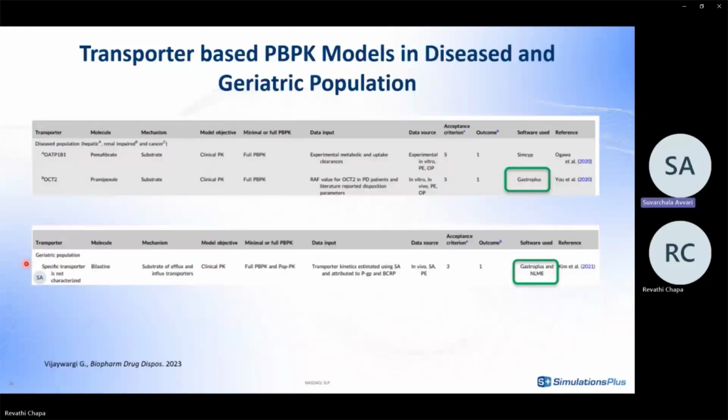And then this slide is a continuation of the previous slide, and it shows the references of the literature in diseased populations like hepatic impairment, renal impairment, and cancer population, and also the geriatric population, the special population, where the GastroPlus software was used for model development to assess the clinical PK and overall transporter-mediated disposition and transporter-mediated DDIs for different investigational drugs.